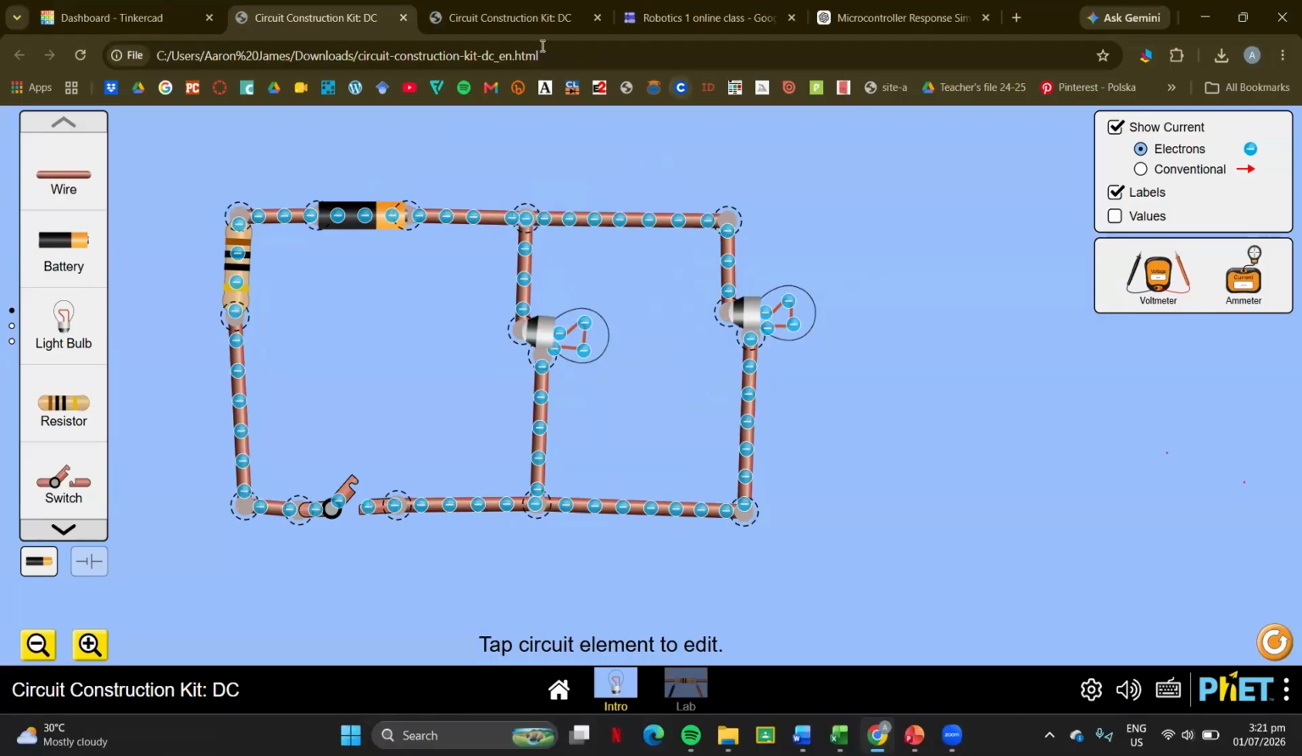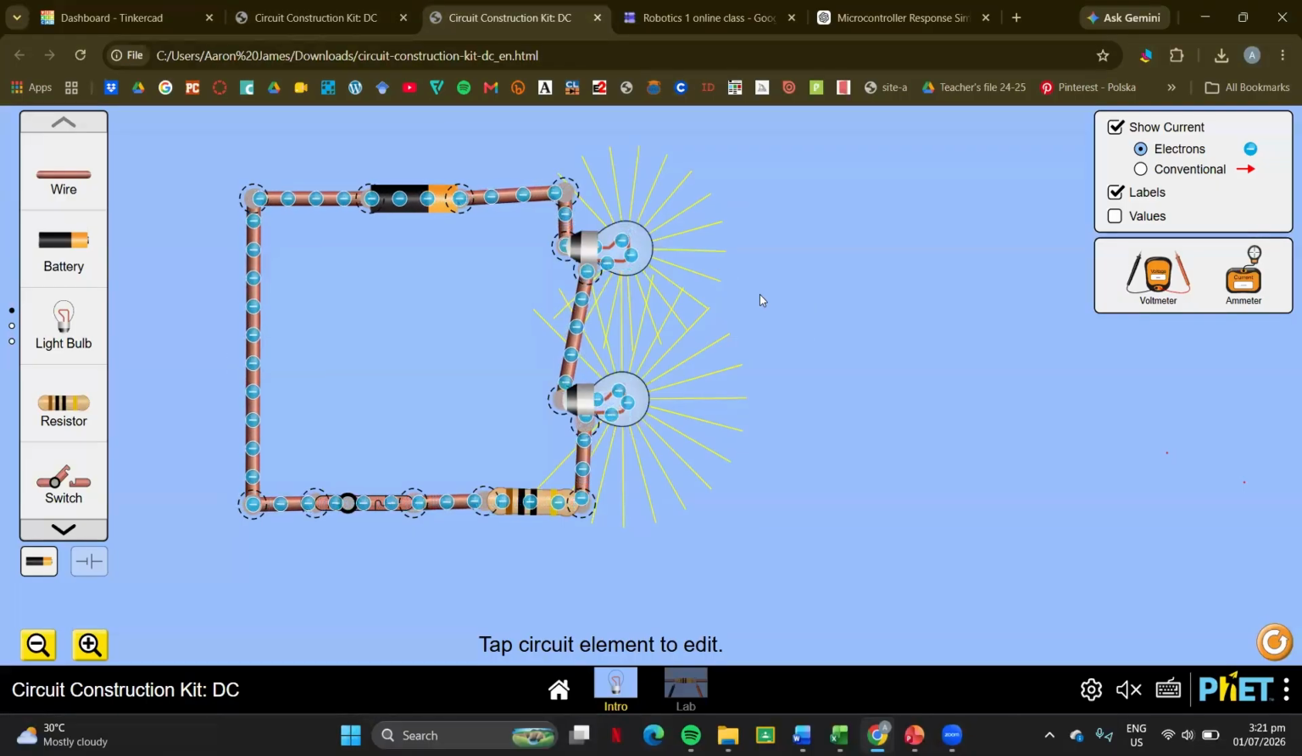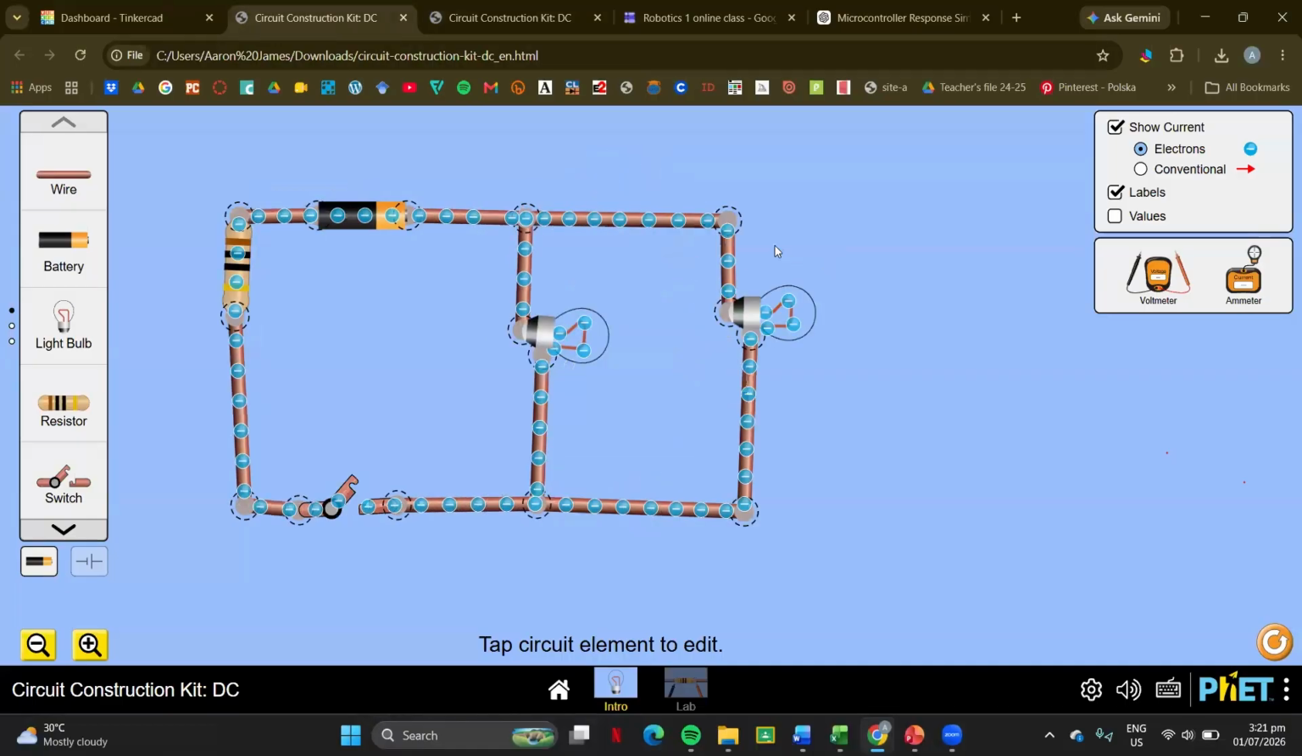I call the first one the series circuit because my electrical loads are next to each other. They are in series with each other and with my power source and the rest of the components. Now here, how is this one different from the first one?